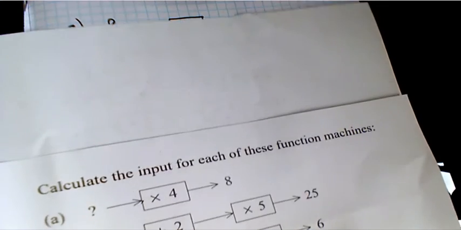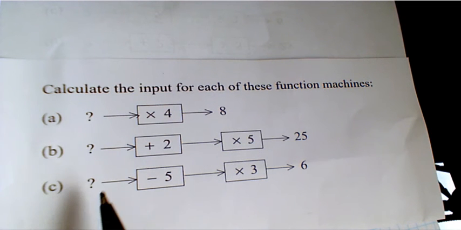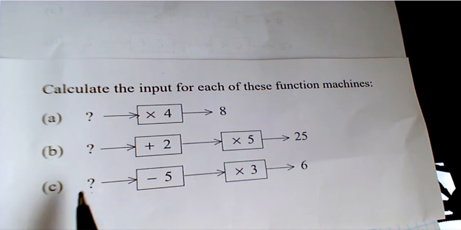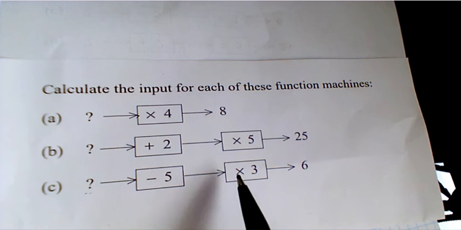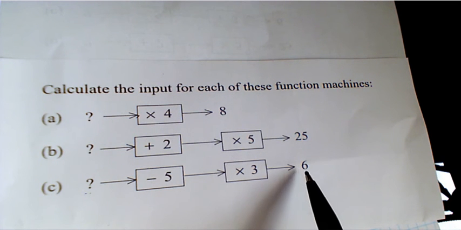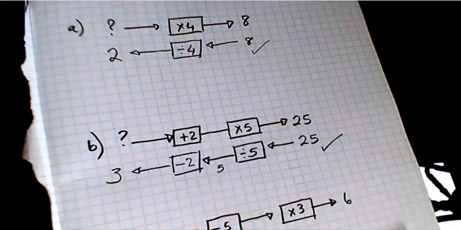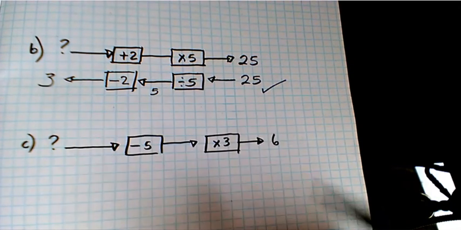Our third question is very similar. I have got my unknown there, I don't know what it is, and that number is having 5 taken away from it, and it's being multiplied by 3, and my output, my answer, will be 6. So again, copy it nicely into your book and let's solve it.